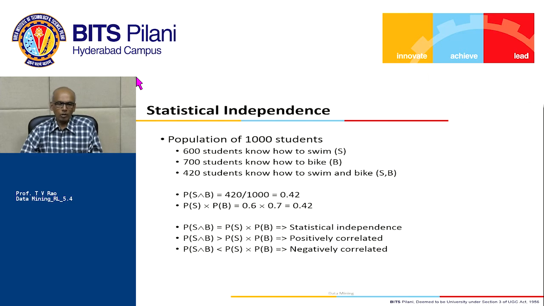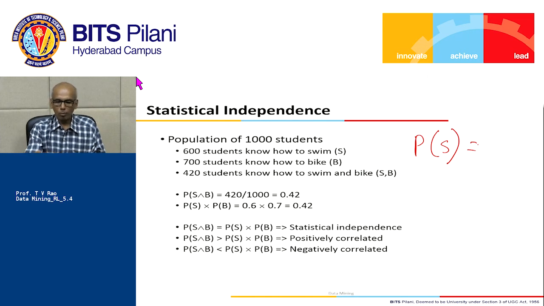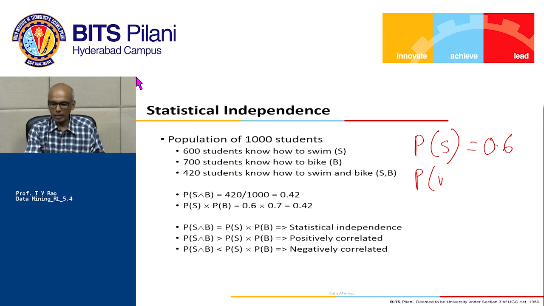And if you want to study the independence from a purely statistical point of view, we may use these probability measures. Let's say we have a population of 1,000 students. Out of them, 600 students know how to swim, 700 students know how to bike, and 420 students know both how to swim and how to bike. So now the probability of a person knowing how to swim is equal to 0.6, and the probability of a person knowing how to bike is equal to 0.7.